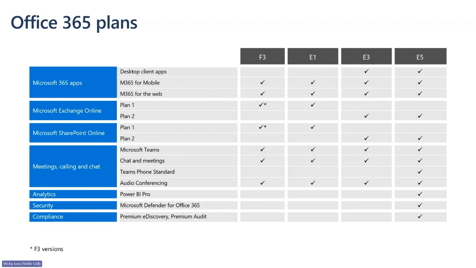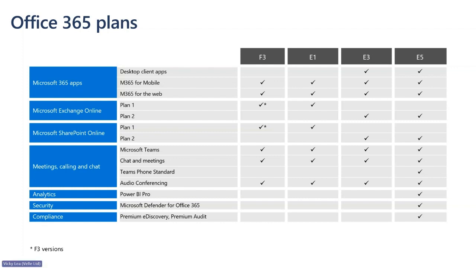And what we'll find as we go through the plans is they're always increasing in functionality. So if we took E1, for instance, E1 doesn't have the full desktop apps, but it has mobile and browser-based access into the Office applications. But you do have access to some Exchange Online, some SharePoint Online, potentially Teams if you've bought Teams and so on. But you haven't got all the top-end analytics, security and compliance tools.